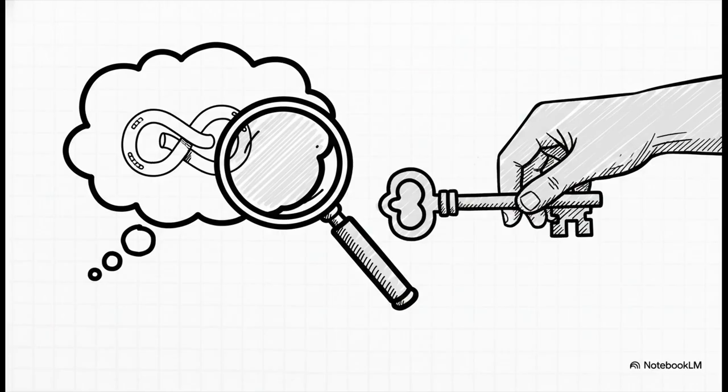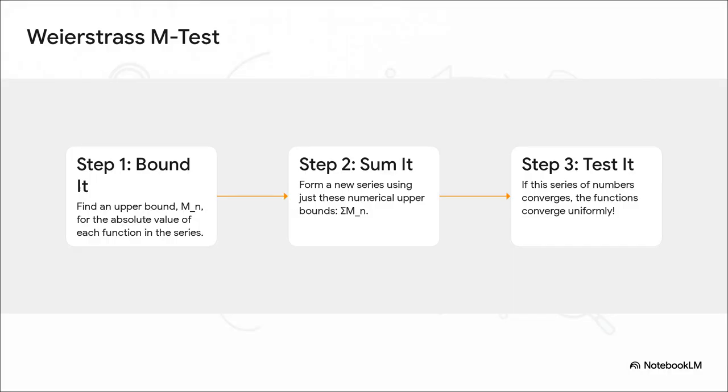Okay, that's a great mental image, but in analysis, we need to prove things. How can we actually be sure a series of functions converges uniformly without having to check every single point forever? Well, luckily, there's a really clever tool for this. Let's introduce the analyst's absolute favorite shortcut. The Weierstrass M-test. And this test is just a brilliant piece of simplification.